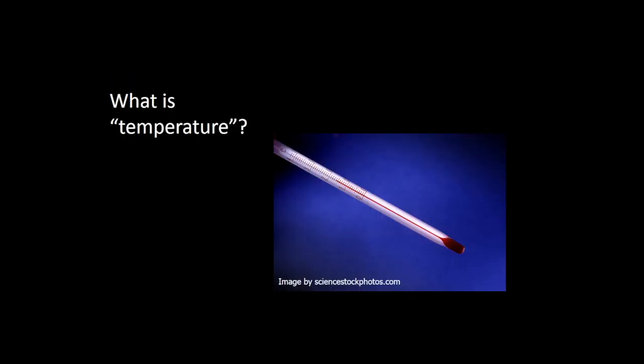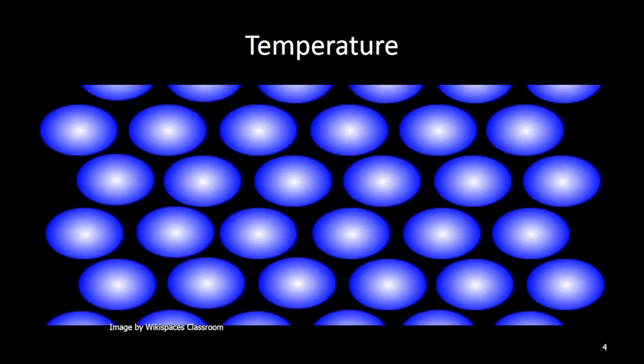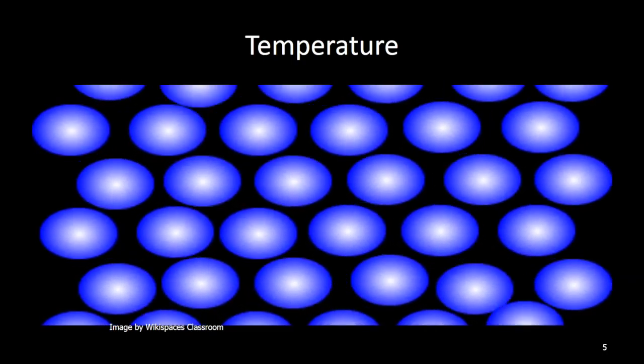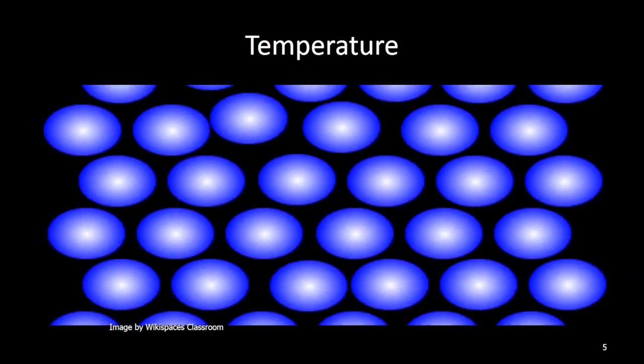So what is temperature? Have you ever asked yourself, what exactly am I measuring when I take something's temperature? When you take something's temperature, you're actually measuring the average kinetic energy of the atoms. That is, you're measuring how fast the atoms vibrate. The faster they vibrate, the hotter that object.